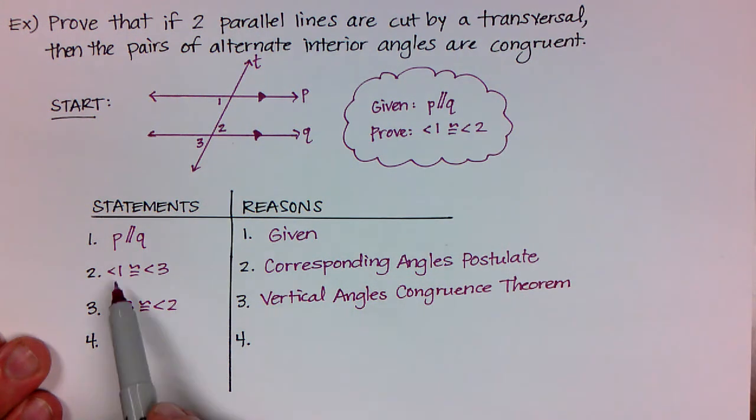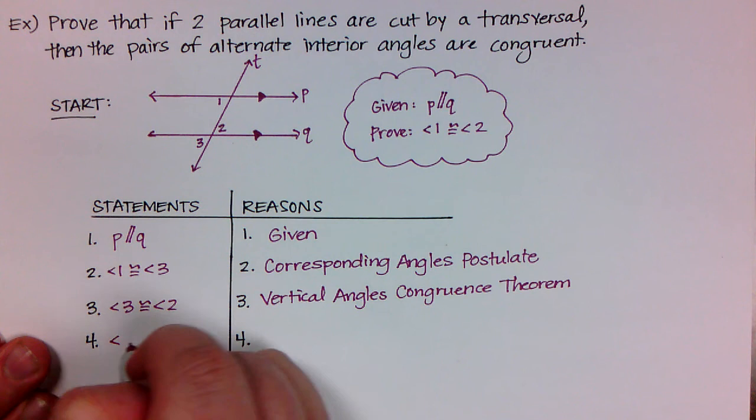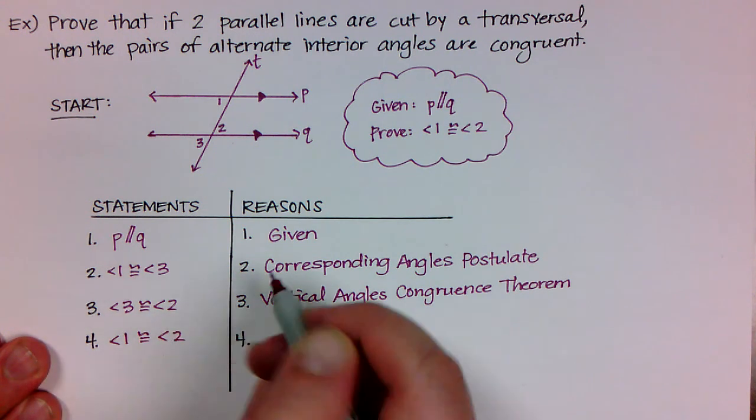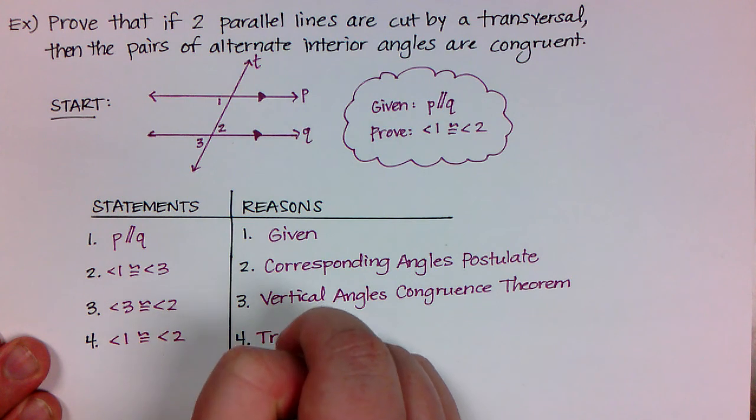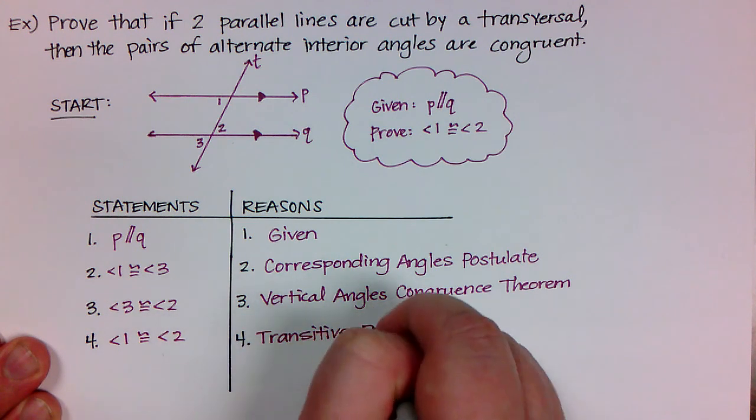And so if that's the case, if angle 1 is congruent to angle 3 and angle 3 is congruent to angle 2, then I should be able to conclude that angle 1 is congruent to angle 2 because of the transitive property of congruence.